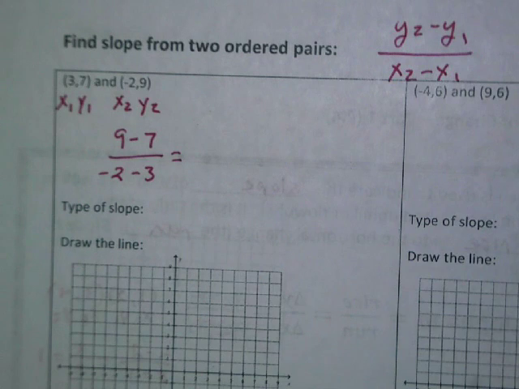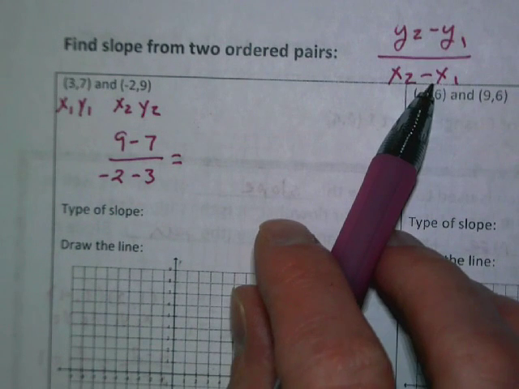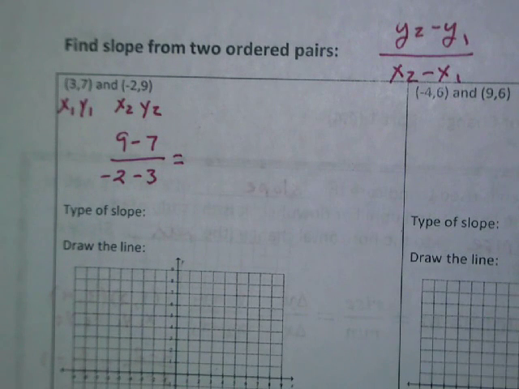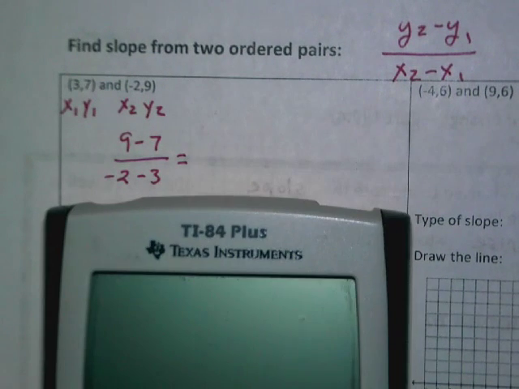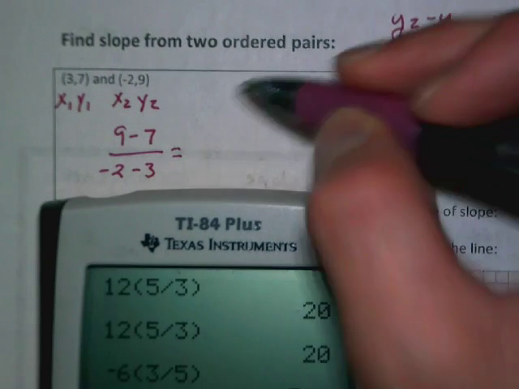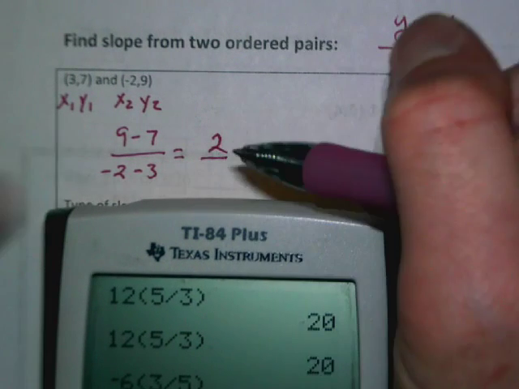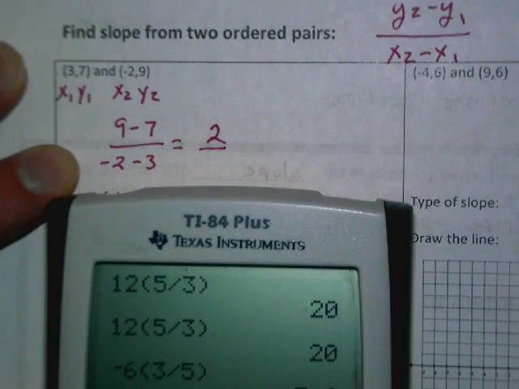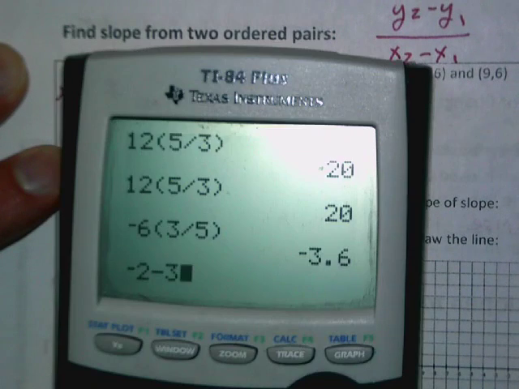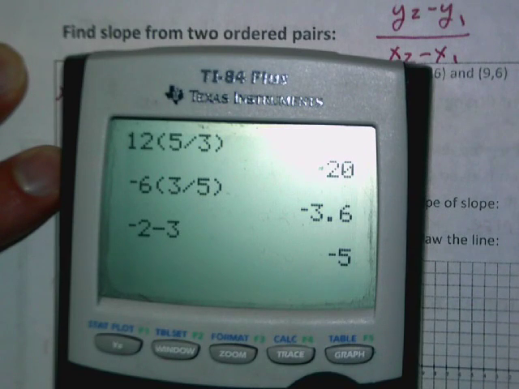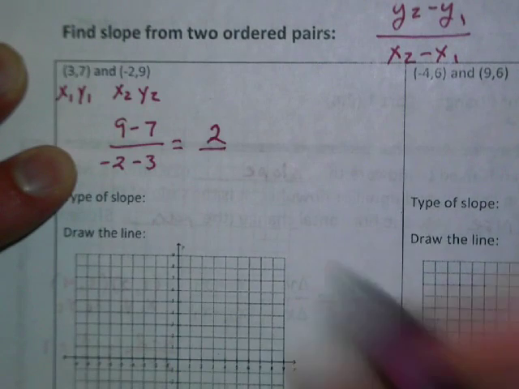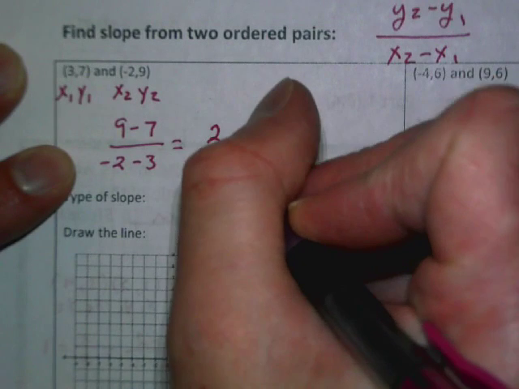It's minus 3 because the formula says minus x1. Now, most common mistakes are made at this point, and it's with signs. So I would suggest using your calculator. Something like 9 minus 7, that's easy to do. We get 2, right? But down here, there's nothing wrong with putting it in the calculator just to make sure you get it right. So negative 2 minus 3, we get negative 5.